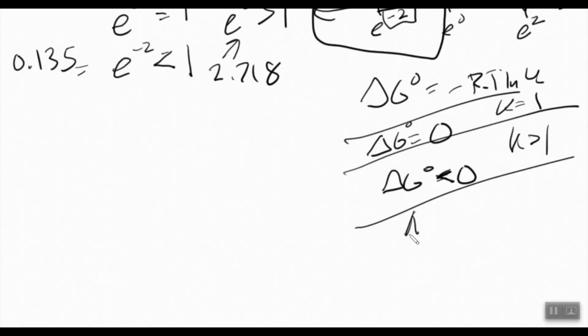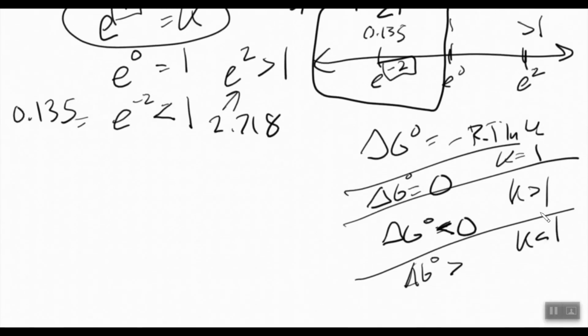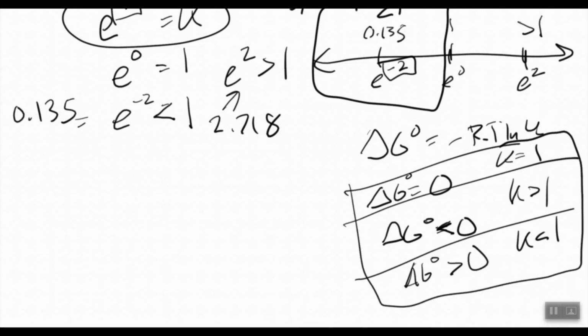Now, if delta G naught is greater... well, actually, let's start with this. If K is less than 1, then the natural log of a number less than 1 will be negative, and negative times a negative is a positive. So delta G will consequently be greater than 0.